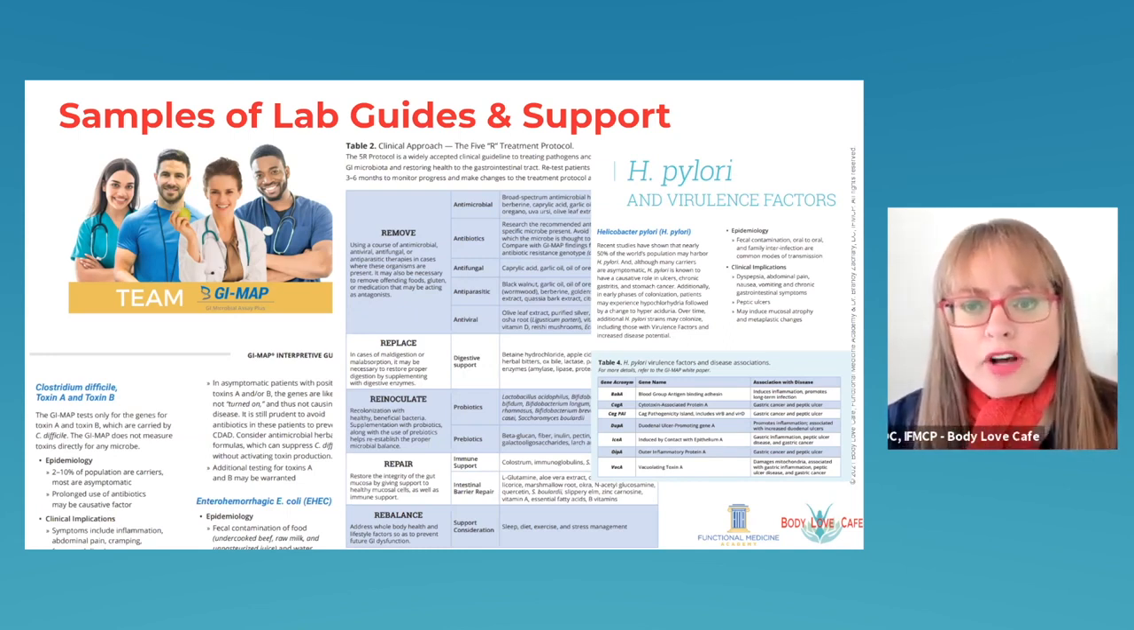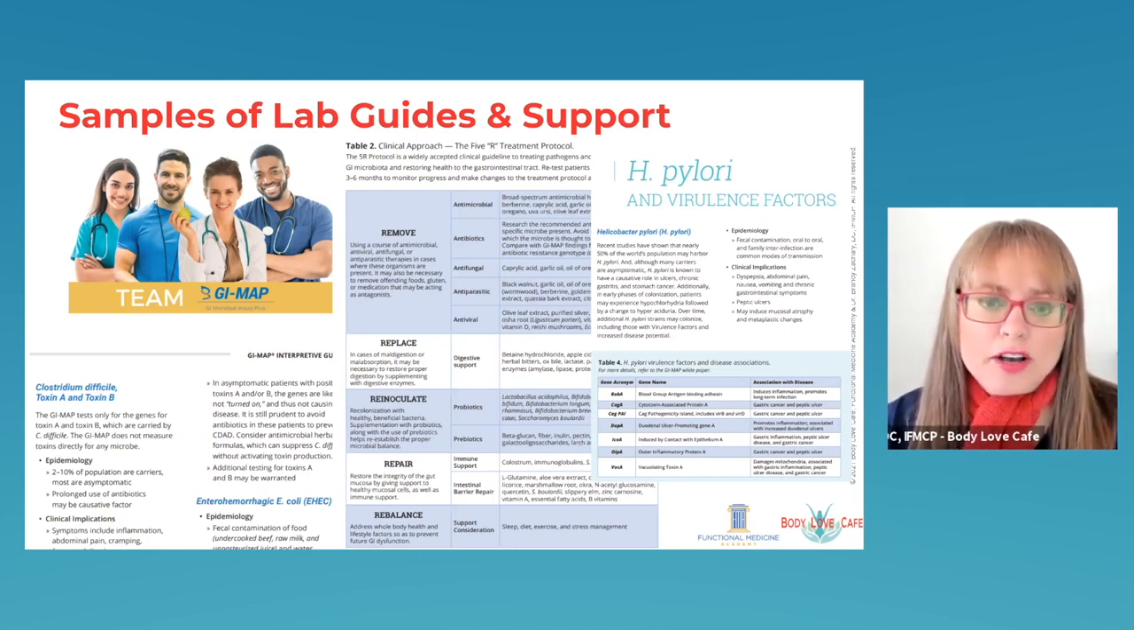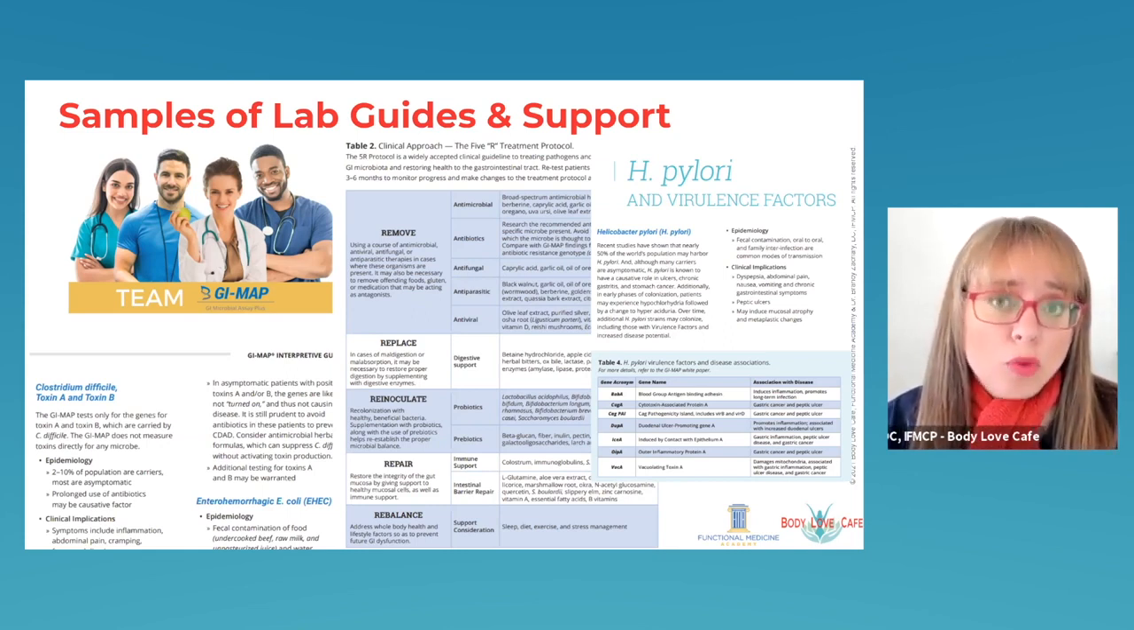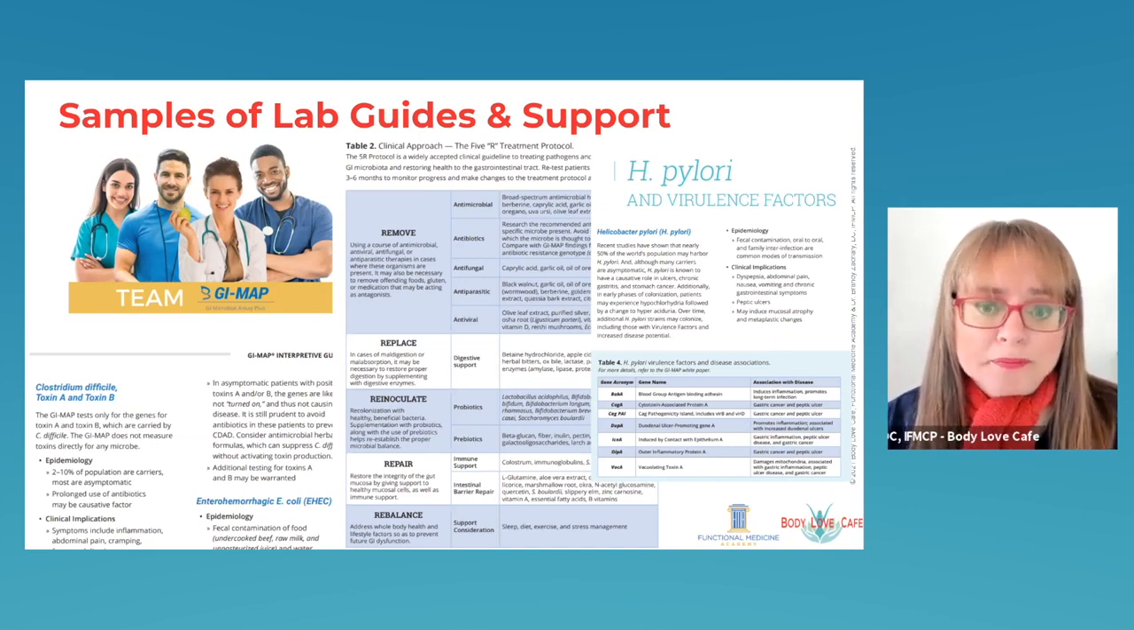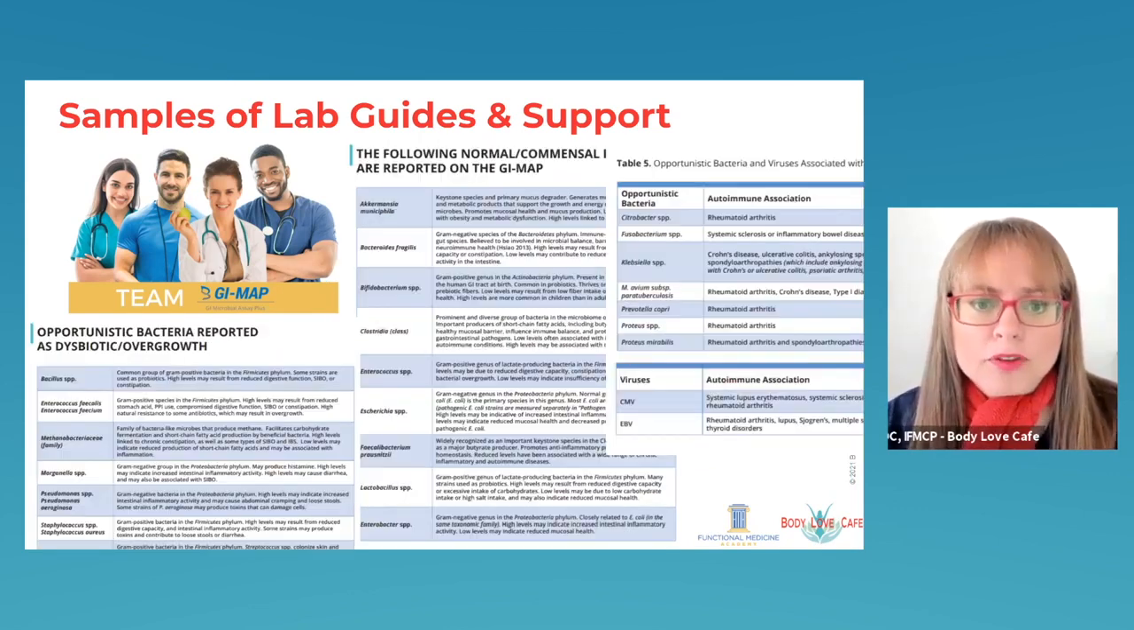On the right is H. pylori. GI Map does include H. pylori standard in their test, which I like, and it has virulence factors. And we'll talk a little bit more about those virulence factors, but I wanted to show you what that grid looked like. And that's in their GI Map interpretive guide. There's more in their white paper. Okay, a little bit more from Team GI Map. Here's some of the grids from their interpretive guide.